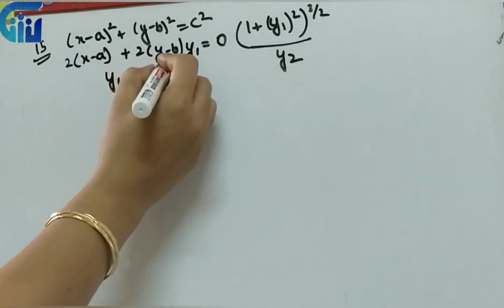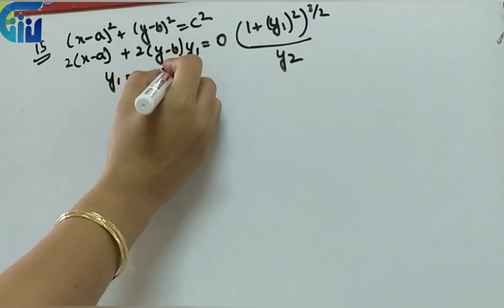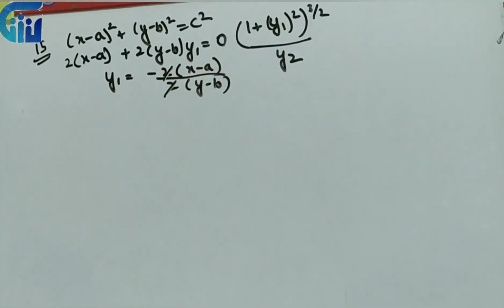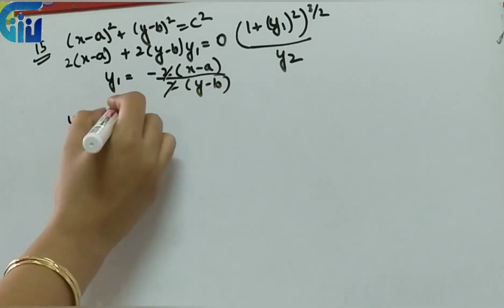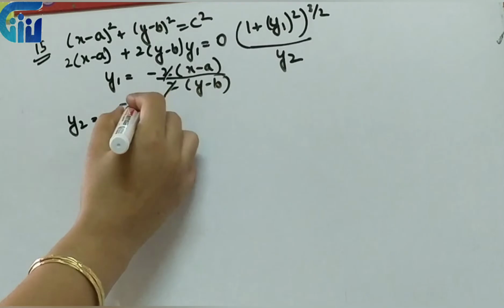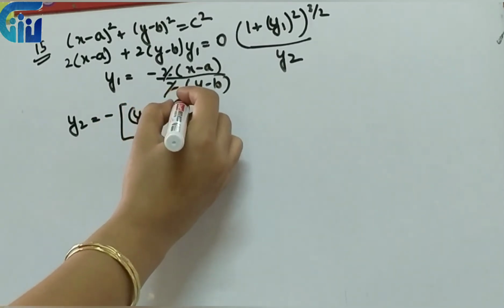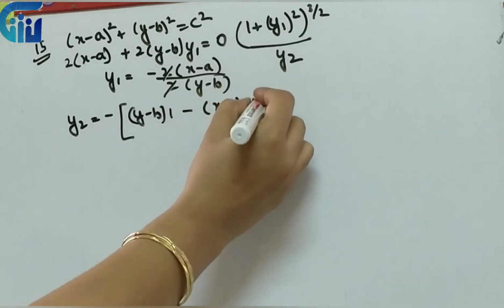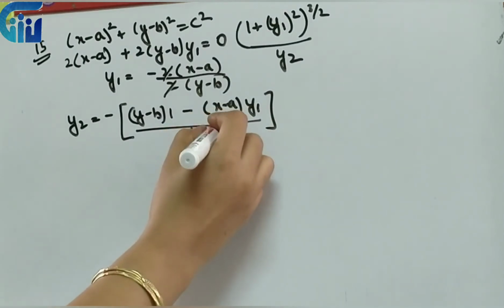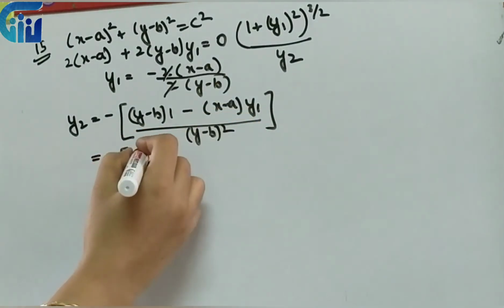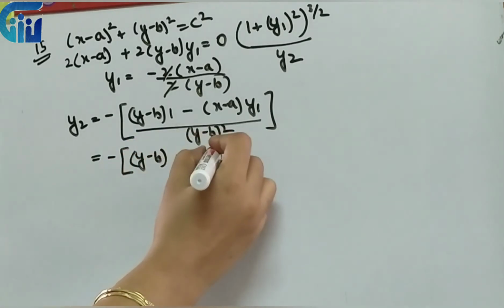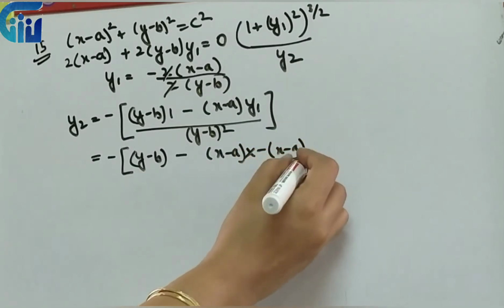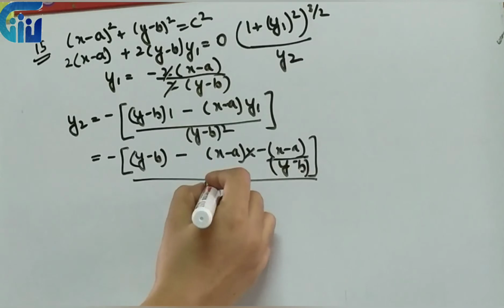So from here we can say y1 is, if I bring this to the other side, minus 2 into x minus a upon 2 into y minus b, right? So 2 and 2 will get cancelled. So this will be my y1. So y2, I'll just use quotient rule, y minus b as it is. Derivative for x minus a will be 1, minus x minus a as it is, derivative for y will be y1, upon y minus b whole square, right? I'll just put the value for y1. It will be y minus b, this will be x minus a, for y1 it is minus x minus a upon y minus b, right? This is y minus b whole square.